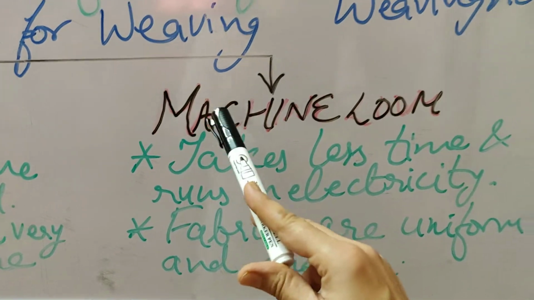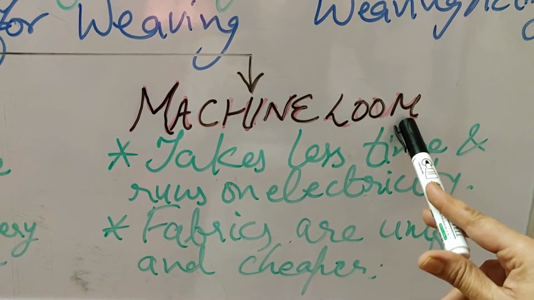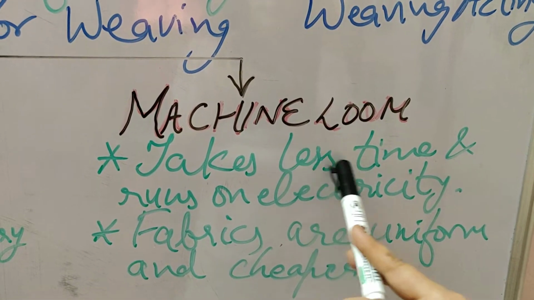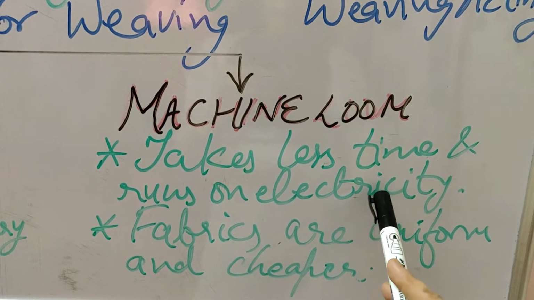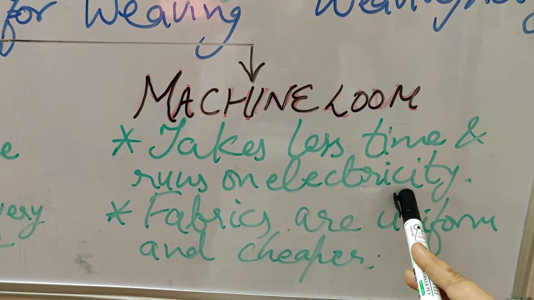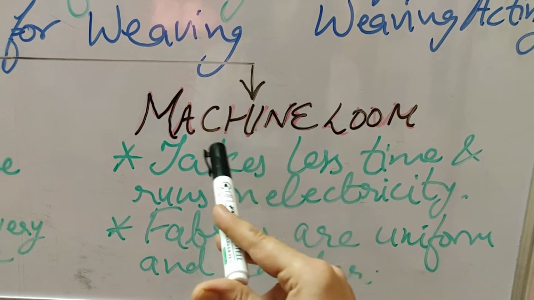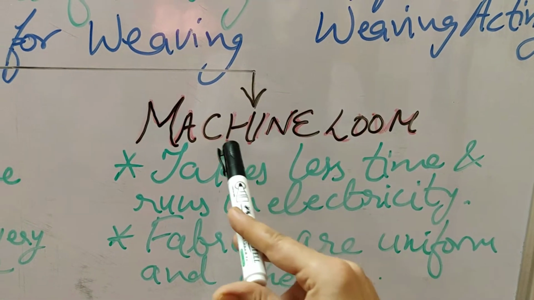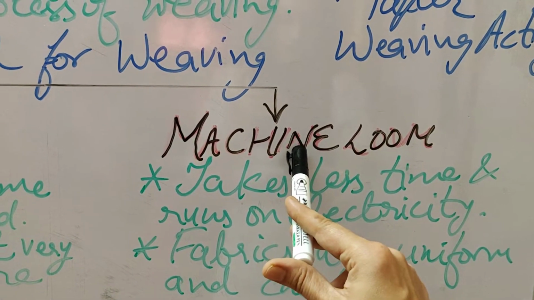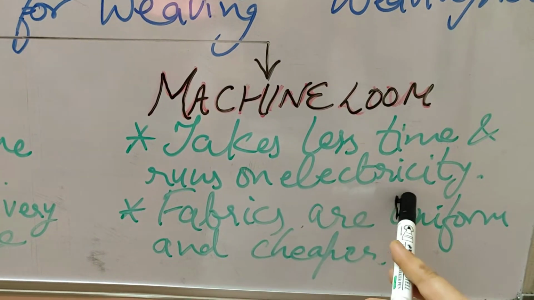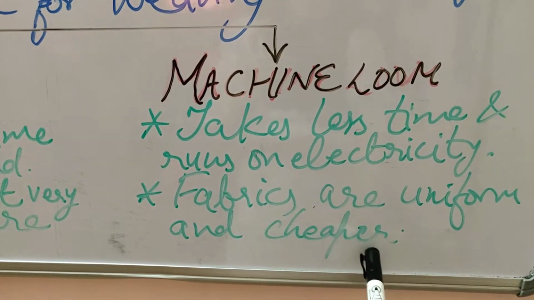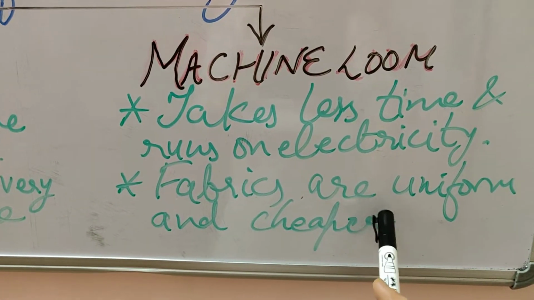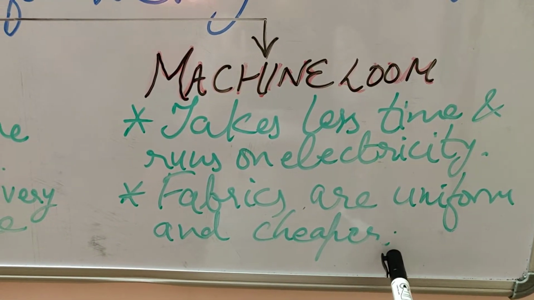What is that? Machine loom is also known as power loom. In machine loom, the time taken is less as it is run on electricity. Only the laborer has to switch on the machine, and then it will run on its own. So the number of laborers needed for machine weaving is very less, and the labor cost is reduced. So fabrics are cheaper. They are uniform also because they are woven by machine, so no human error occurs in weaving by machine.